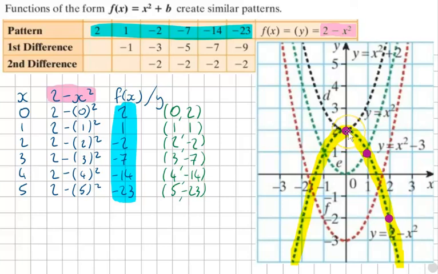So plotting the points, we have 0, 2, 1, 1, 2, minus 2, and so on. So we can't fit them all into the graph, but this is the shape it will form. So it's an N-shaped graph.